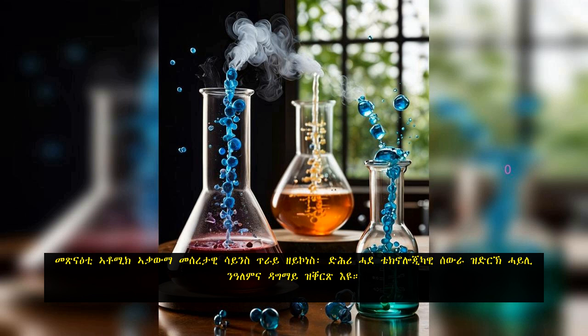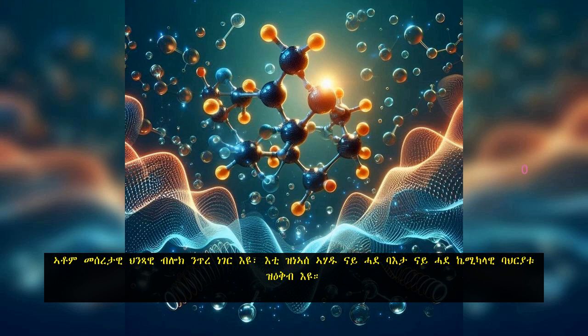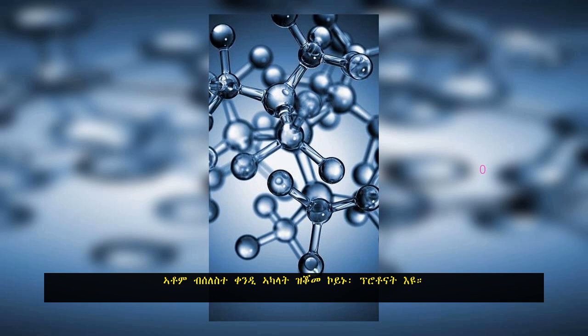our world. An atom is the basic building block of matter, the smallest unit of an element that retains its chemical properties. Everything around us, from solids and liquids to gases, is made up of atoms. Let's break it down. 1. What is an atom? An atom consists of three main components.